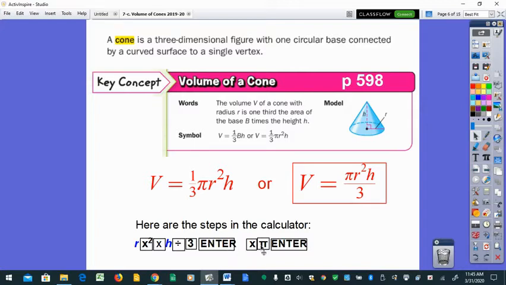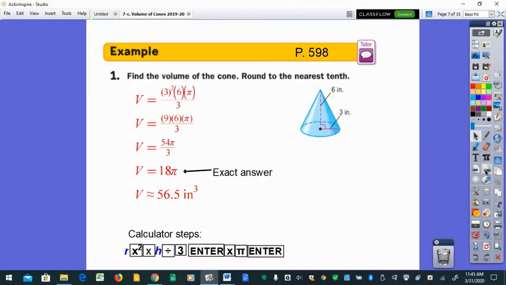Once you hit times pi, you're going to be approximating the volume of the cone. So let's take a look at an example. So here's an example of a cone. It has a radius of 3. Notice it only goes from the center to a point on the edge of the cone. It's not the diameter, it's the radius. And then the height is 6.